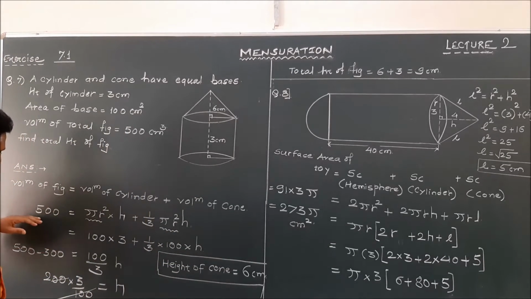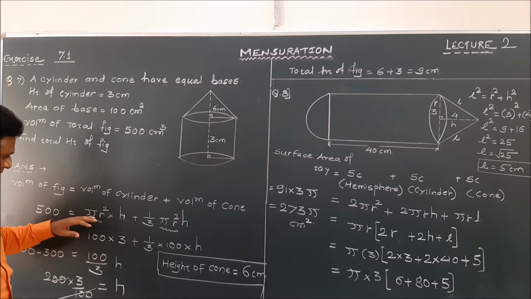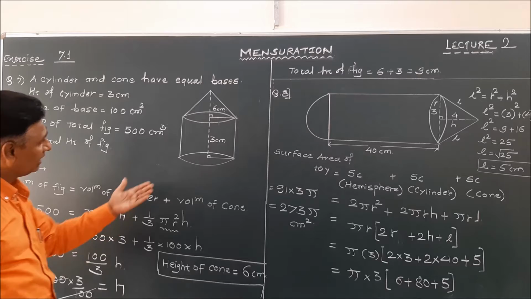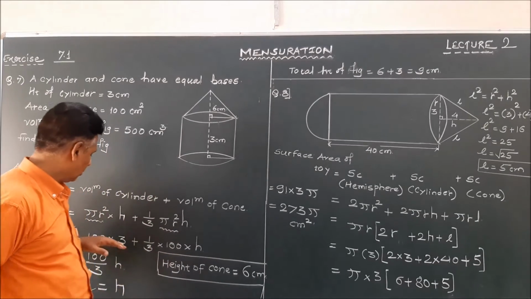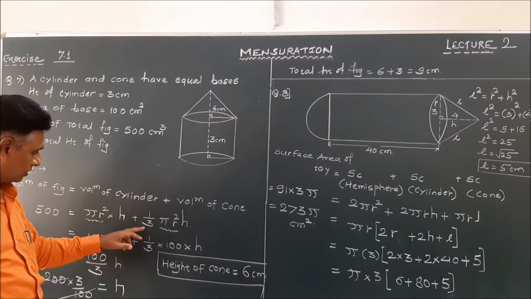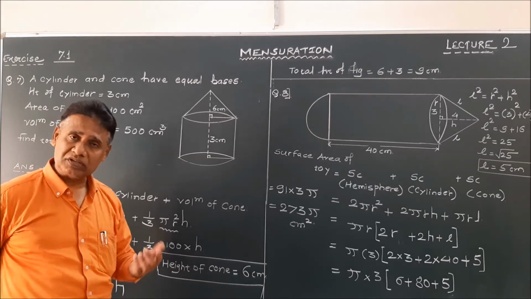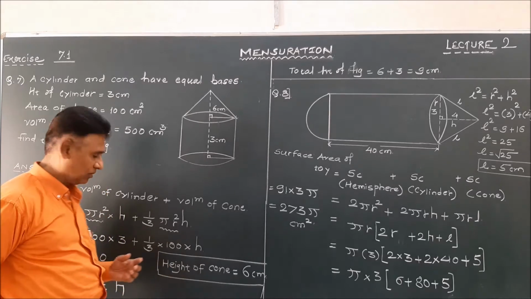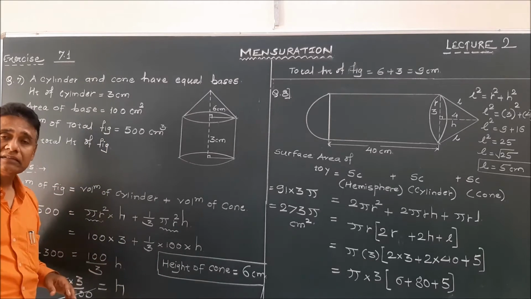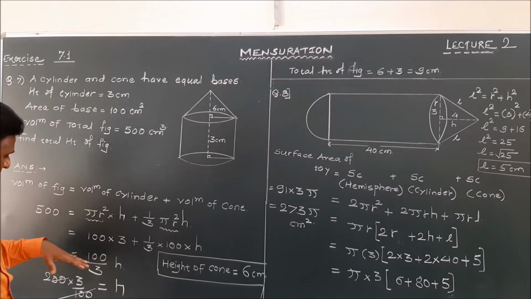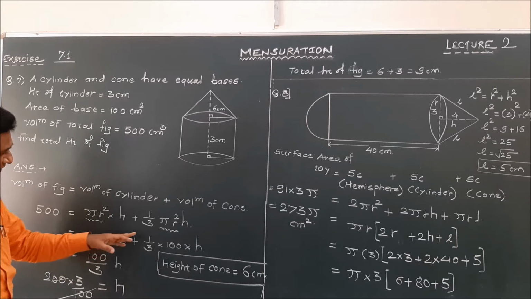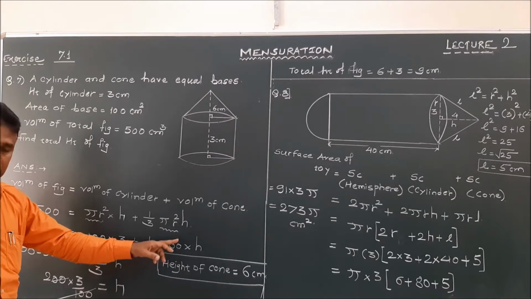So here you will find 500 is equal to pi r square, which is the base of the cylinder, 100, into the height of the cylinder, which is given as 3. So 100 into 3 plus 1 upon 3 pi r square. What is pi r square again? Pi r square is area of base into height. Okay. So 100 into 3 gives us 300. If I transfer this 300 to the left hand side, I will get 500 minus 300, which is 200. Now I am left with 1 upon 3, 100 into h.